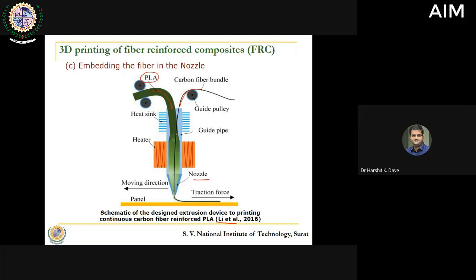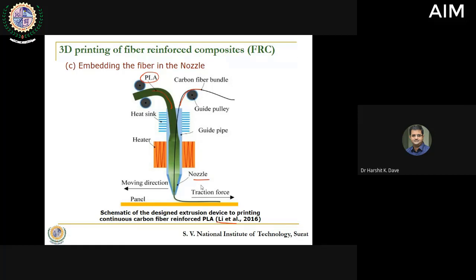The fiber and the raw PLA polymer come out through the nozzle simultaneously, and they get deposited on the table initially, and then one over the other. So here you are able to use continuous fiber, which may not be the case in the previous two methods. However, here it is required that you use a continuous fiber, be it carbon fiber or glass fiber, but a continuous fiber has to be used and it has to be passed through the same nozzle.